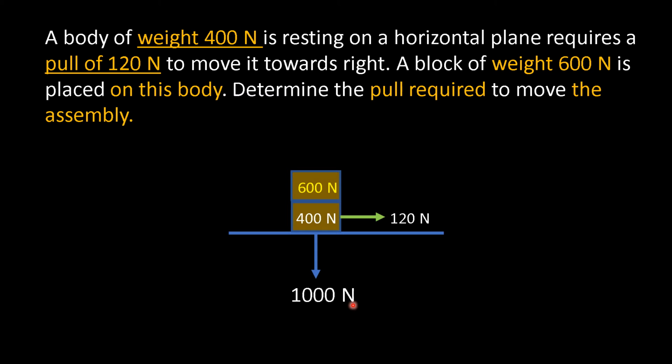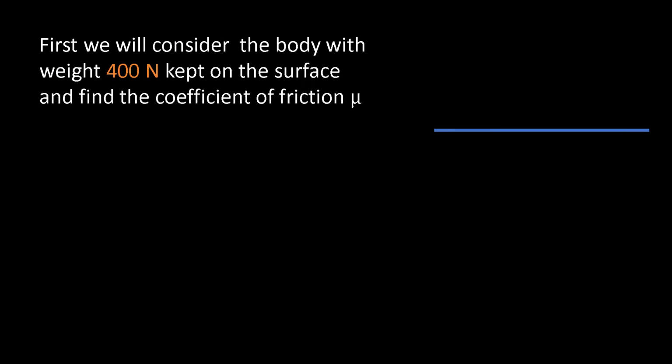First, we have to find the coefficient of friction between the lower block of 400 Newton and the surface. For that, we will use the weight 400 Newton and the pull of 120 Newton only to find coefficient of friction mu, which is between the lower block and the surface. First, we will consider the body with weight 400 Newton kept on the surface and find the coefficient of friction mu between the block and the surface.